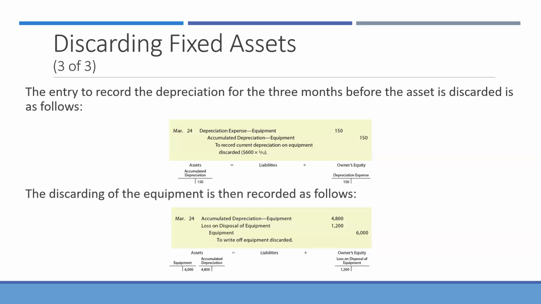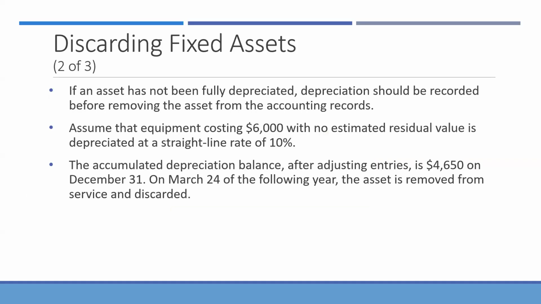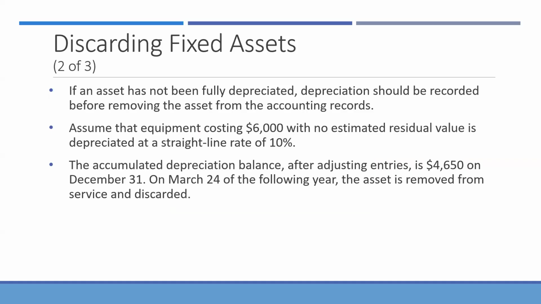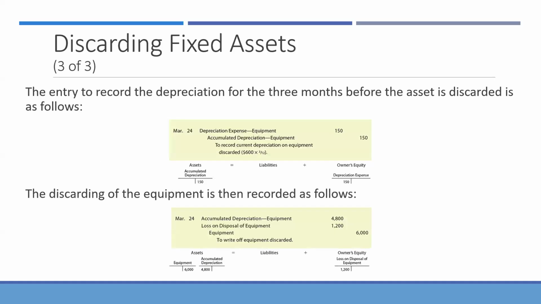And the initial cost was $6,000. So we have to credit equipment for $6,000. But first we have to record the depreciation so far during the year. And so to get the full year, we're depreciating $600 a year because $600 is 10% of $6,000. But the asset is removed on March 24th. Since it's in the last half of March, we're assuming that it was depreciated for January, February, and March for the whole month. So that's 25% of the year, or 3 out of 12 months. And 25% of 600 is 150.